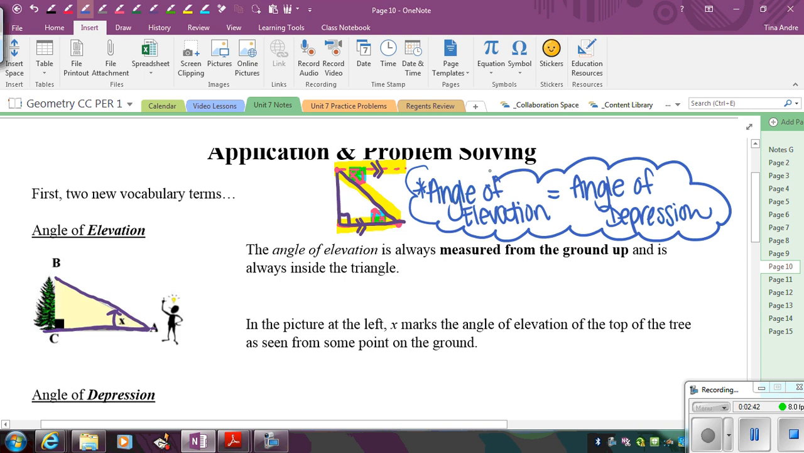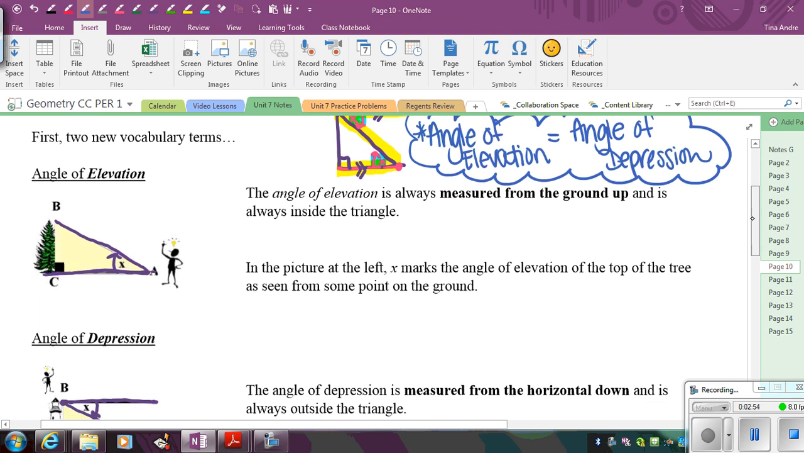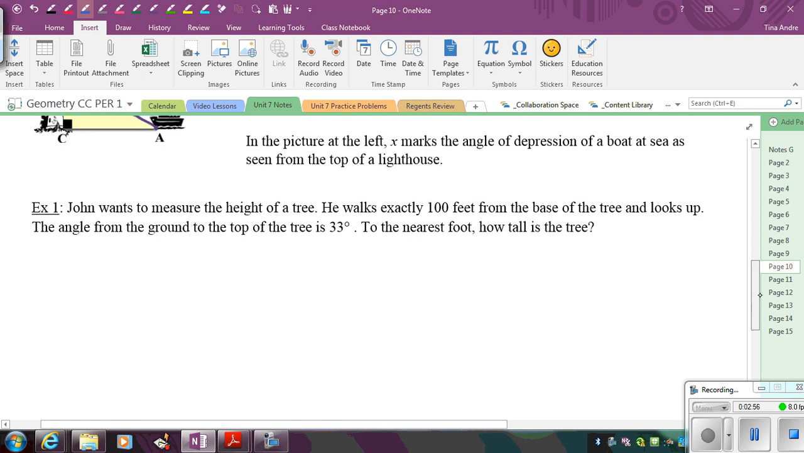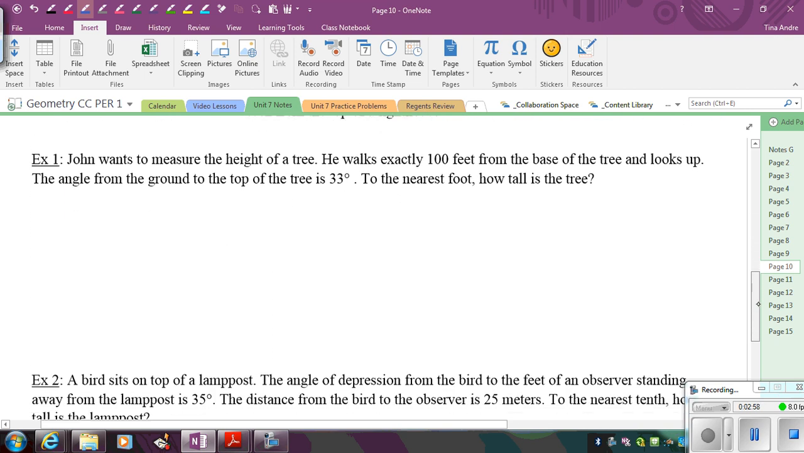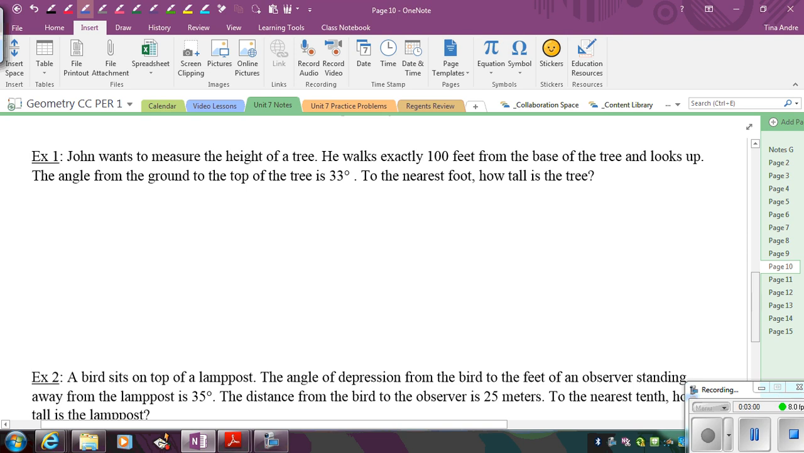And remember, it'll always be true because you're always going to be measuring from the horizontal lines, which means those are parallel. So these are congruent alternate interior angles, which makes those angles always congruent. So let's look at how we actually use these new vocabulary terms. For these pictures, you want to make sure that you're drawing a picture so that you have everything drawn and labeled correctly so that you're setting up your trig ratios correctly.